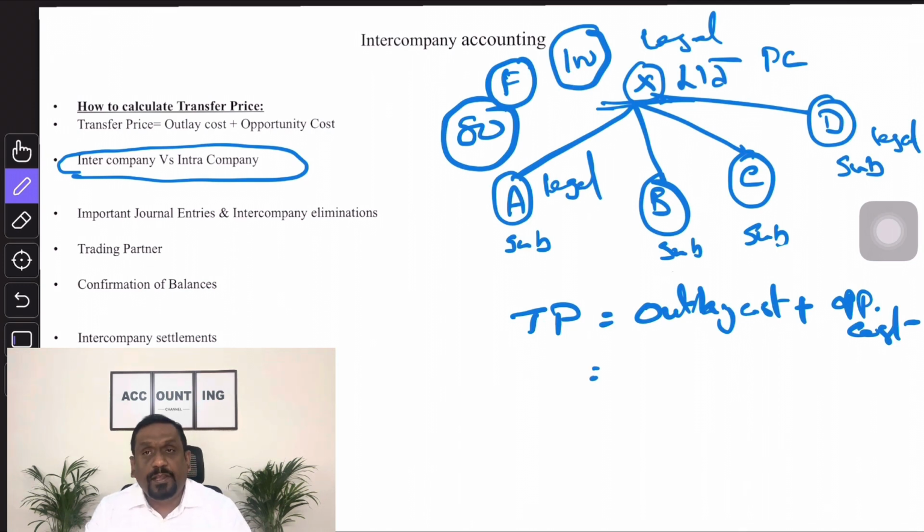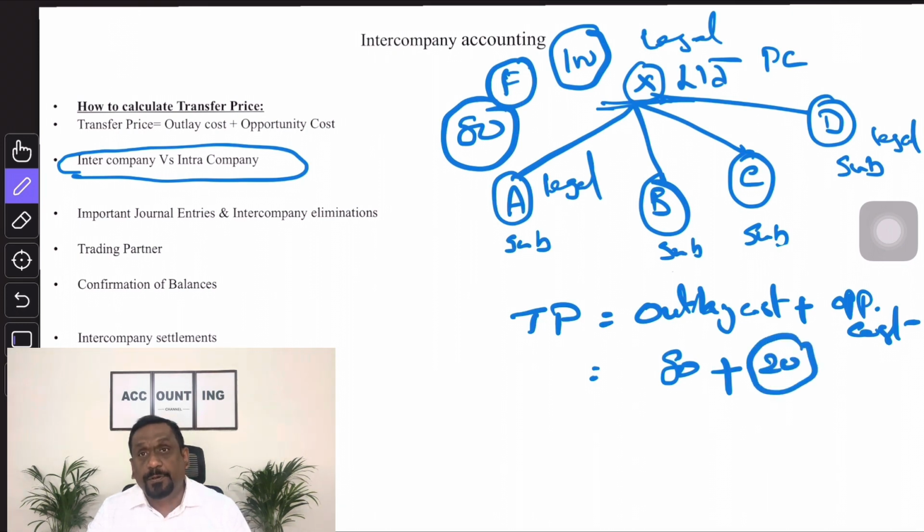What do you mean by outlay cost? Outlay cost is nothing but the cost at which this product was manufactured. Cost at which this product was manufactured, 80 rupees. 80 rupees plus, in case the product is available in the market, at what rate is the product available in the market? 100 rupees, right? 100 minus 80 is how much? 20. So 20 rupees is an opportunity cost.